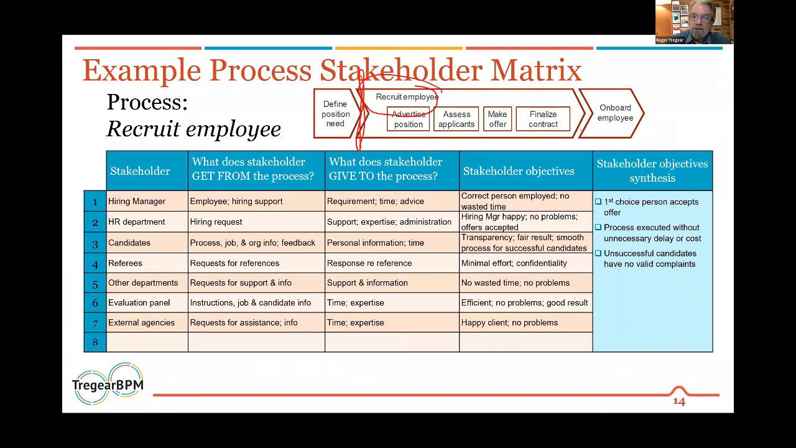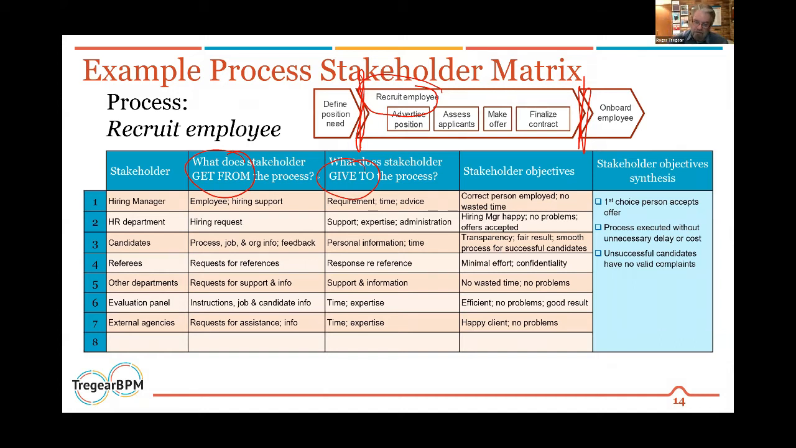And all we're doing here, we're talking about this particular process, recruit employee, this one up here. It just goes from here to here. So that's the process we're talking about. Now, who are the stakeholders? Stakeholders for me are people or groups of people, and I work out who they are by saying, who is it that gets something from the process and/or gives something to the process? It may not be balanced, they might just do one or the other, but not both. So if you do either of those, then you're a stakeholder.